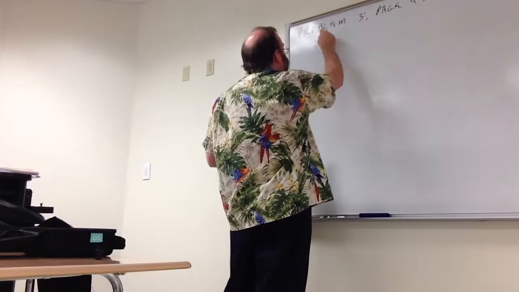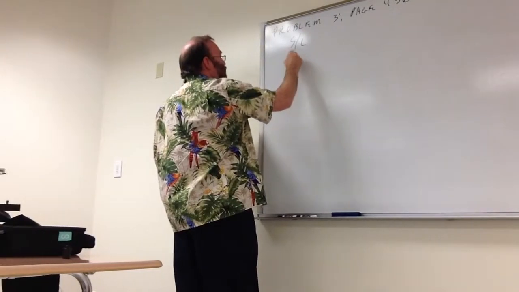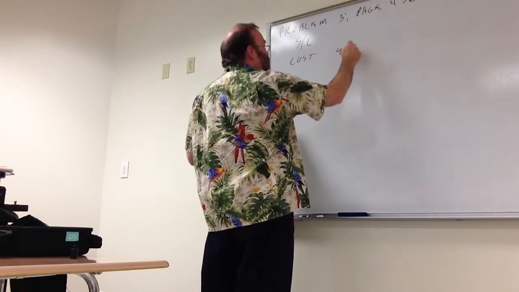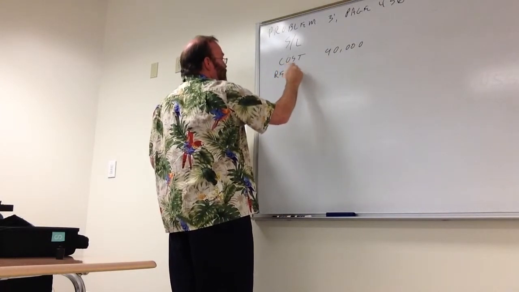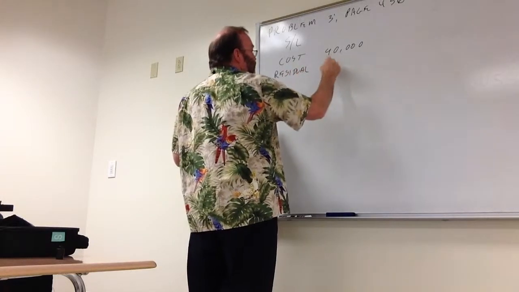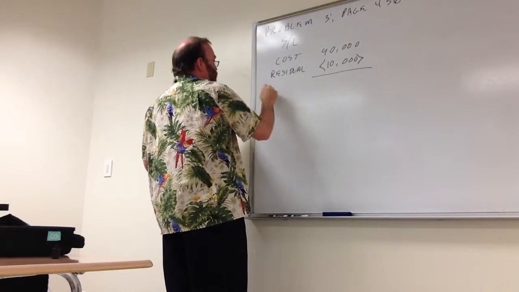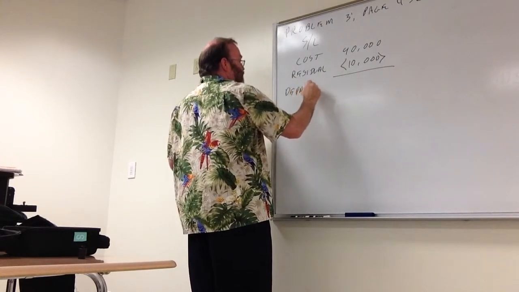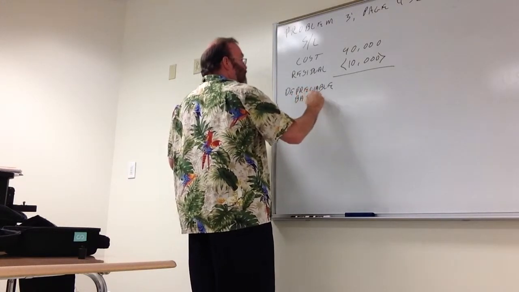So you're to compute depreciation under straight line, units of production, and double declining balance. We'll start with straight line. Straight line depreciation is taking the original cost of $90,000 and subtracting the residual value of $10,000 in this case. That gives you a depreciable base of $80,000.